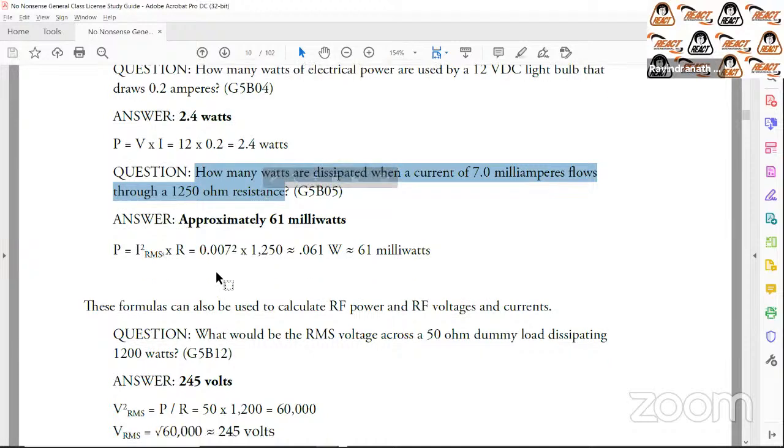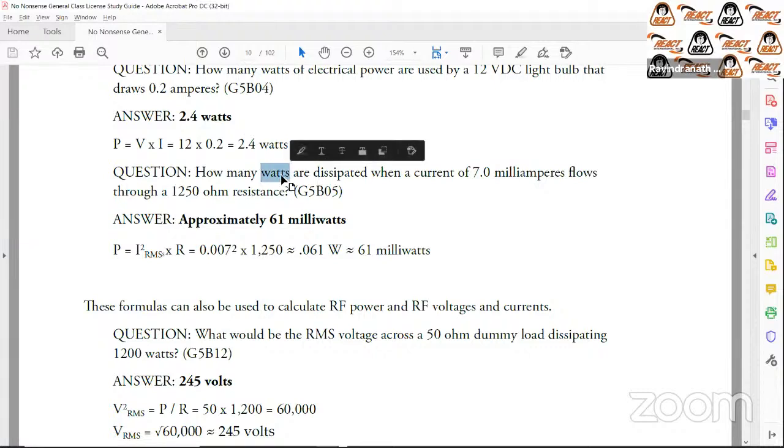Next question, moving right along. How many watts are dissipated when a current of 7.0 milliamperes flows through a 1250 ohm resistance? Okay, let's dissect that question. You probably already have guessed. Just like the previous question, what are they asking us? They're asking us how many watts. Again, when they ask us about watts, they're asking us about power. So we know yet again, we need a power formula. Power is equal to something.